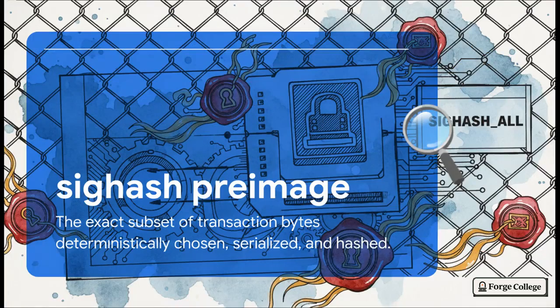Which brings us finally to Pillar 3, signature verification. To really verify signatures, we have to understand the sighash preimage. This is the exact subset of transaction bytes that are deterministically chosen, serialized, and hashed.